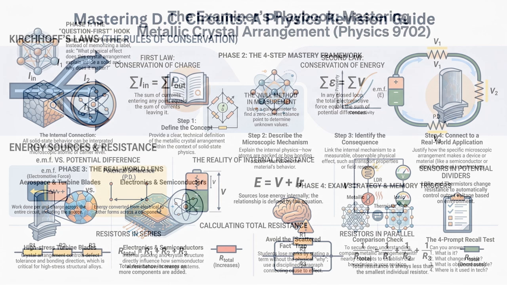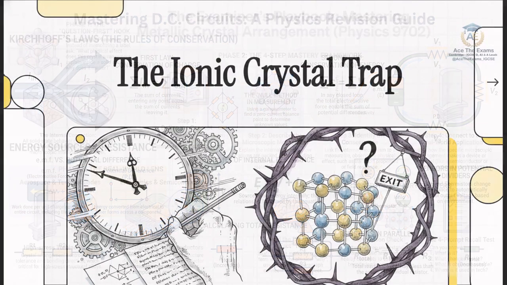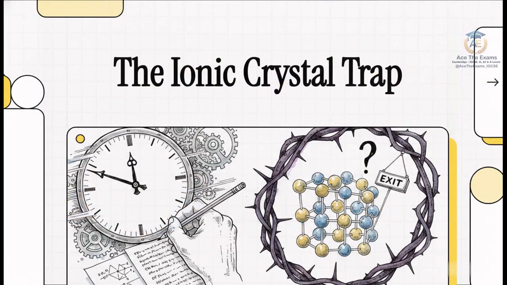Picture this, okay? You've got exactly 20 minutes left on the clock in your Physics 9702 mock exam. The pressure is on, the clock's ticking, your hand is cramping up, and you flip the page to find an extended response question all about ionic crystal structure. Now, are you ready to describe the exact electrostatic forces at play, or are you about to walk right into a carefully laid trap? Welcome to this explainer.